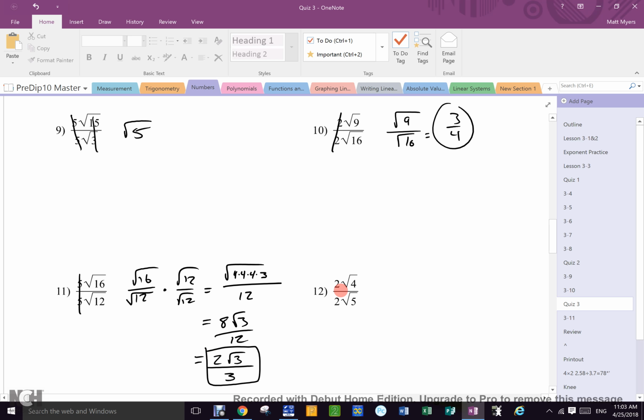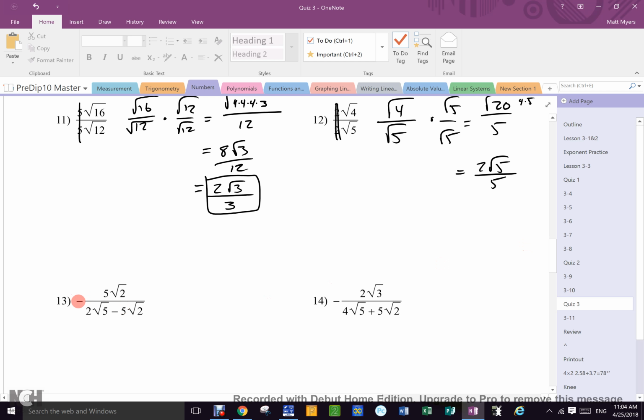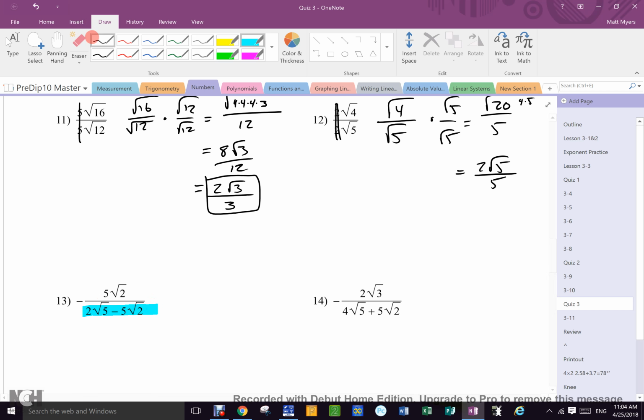This one, cancel. It'll cancel in a sec, of course. Root 4 over root 5 times root 5 over root 5 equals root 20 over 5, which equals, that's 4 times 5, so it's 2 root 5 over 5. Here, forget about the negative till the end. Just deal with this. I need to multiply by 2 root 5 plus 5 root 2. 2 root 5 plus 5 root 2.